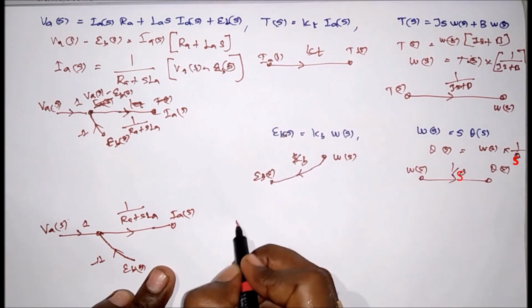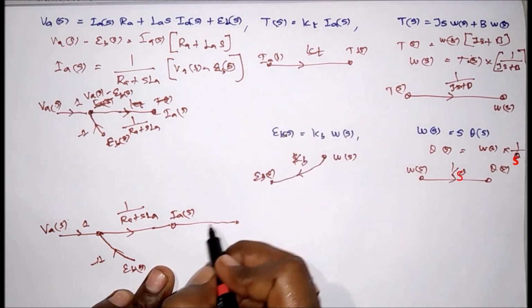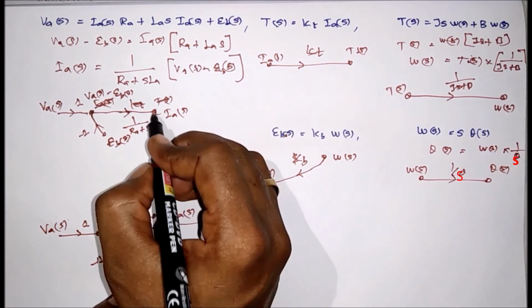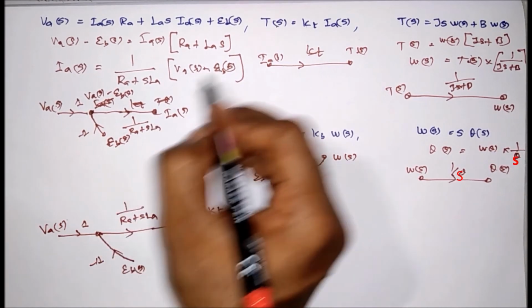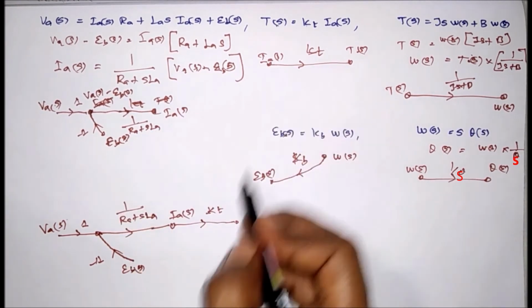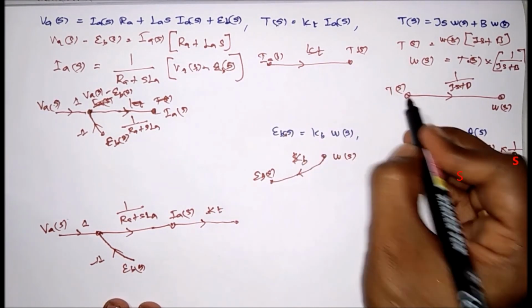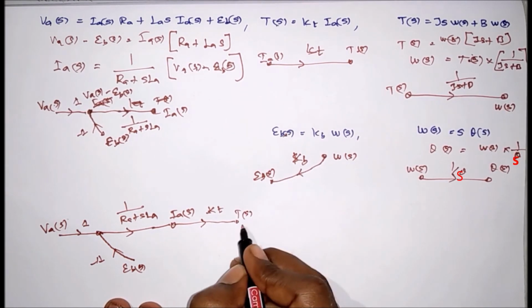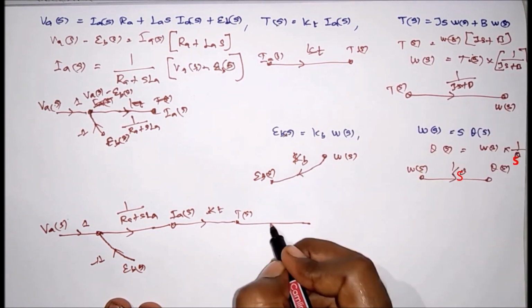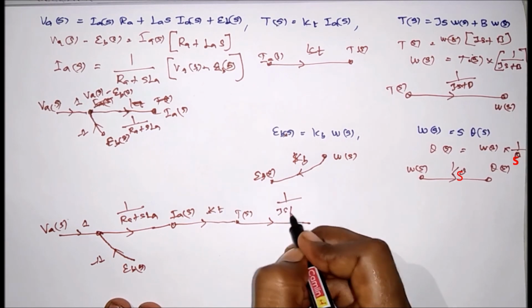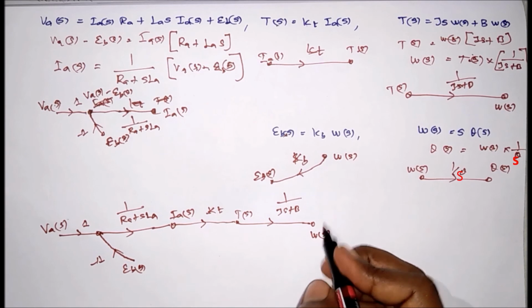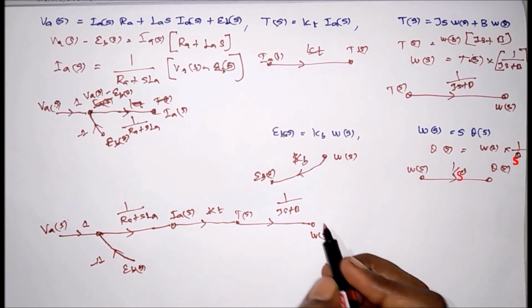Now this is T of s. Definitely here Kt, because Ia is already here. Definitely after this it will come, because both are the same. Now here T of s, here also T of s, we have to connect these two. At this point the gain is 1 by Js plus B. So here omega s.